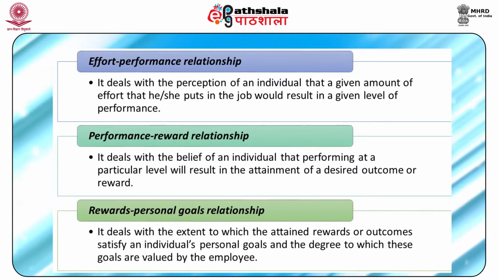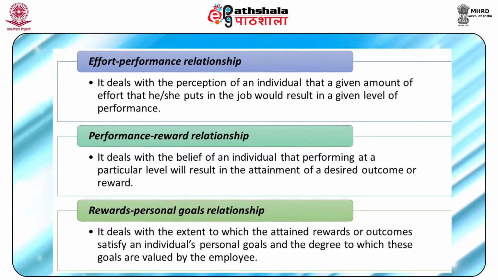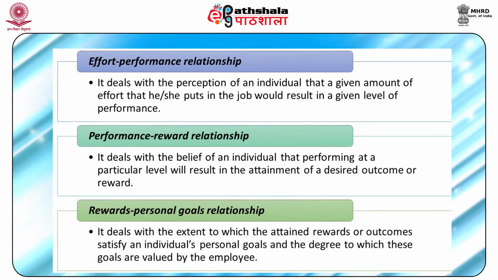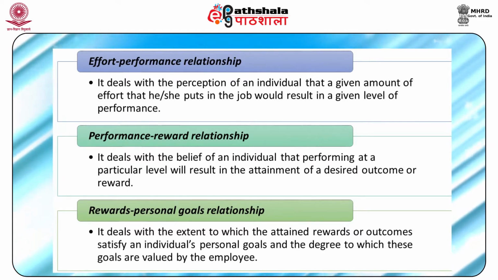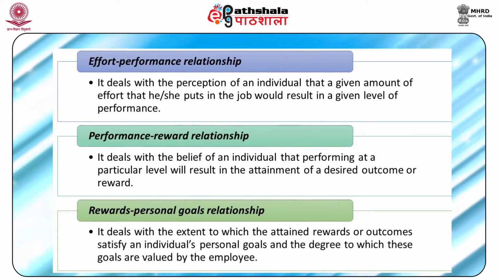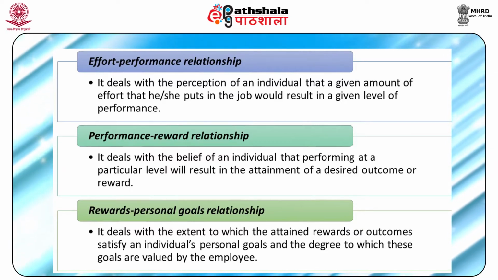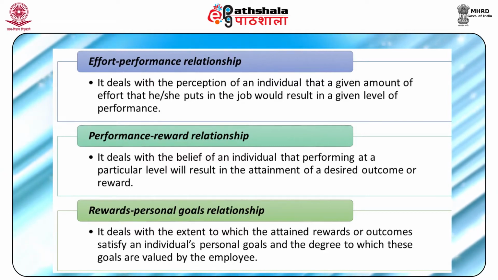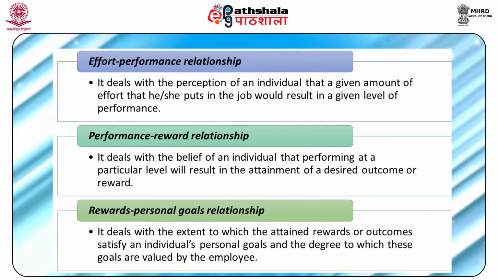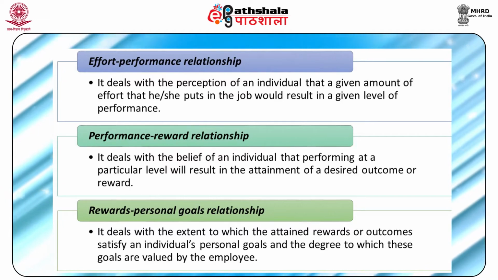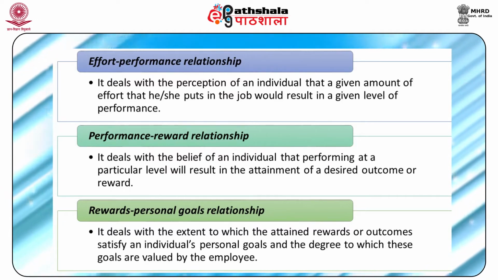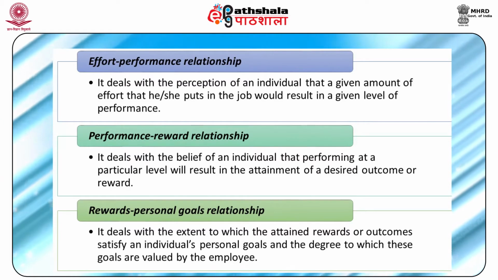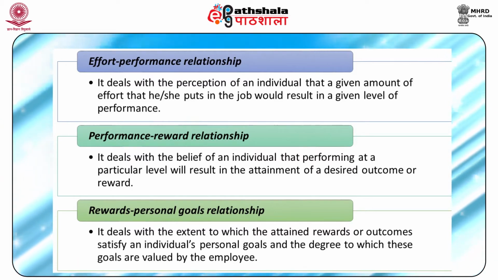Second is the performance-reward relationship. It deals with the belief of an individual that performing at a particular level will result in the attainment of a desired outcome or reward. Third is the rewards-personal goals relationship. It deals with the extent to which the attained rewards or outcomes satisfy an individual's personal goals and the degree to which these goals are valued by the employee.